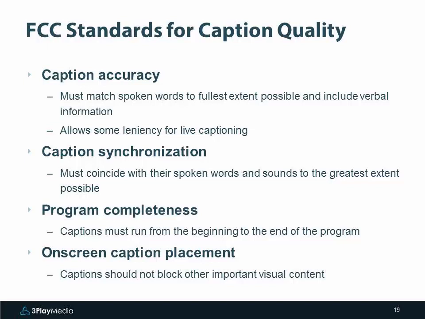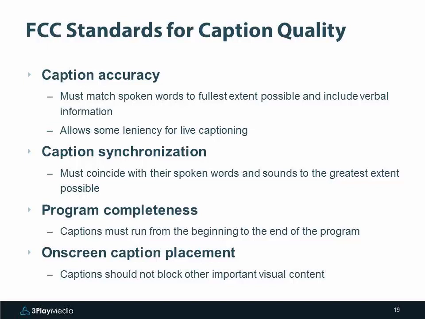And then the last part of it is on-screen caption placement. This refers to the position of the captions on the screen. Captions are typically placed in the lower bottom third, and that works well, but sometimes that obstructs other text. So the requirement now is that if captions obstruct something critical on the screen, then they need to be relocated to a different part of the screen.